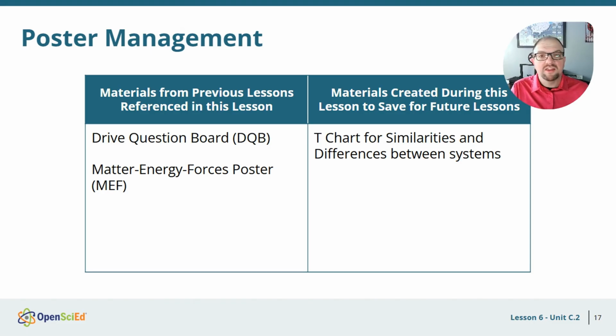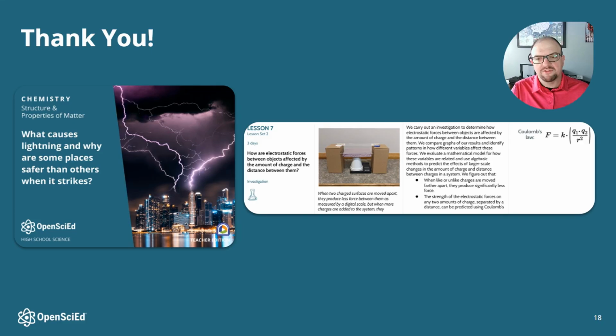And finally, we get to update our MEF poster with the new thundercloud model that we just figured out. And that brings us to lesson 7. Now that we've seen the massive scale of lightning, we are ready to get quantitative. Next time, we break out the digital scales and Coulomb's law to figure out exactly how much distance affects force.